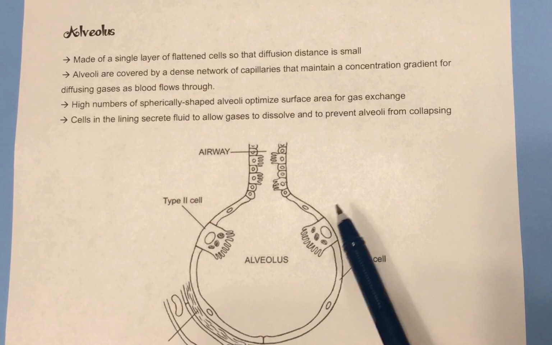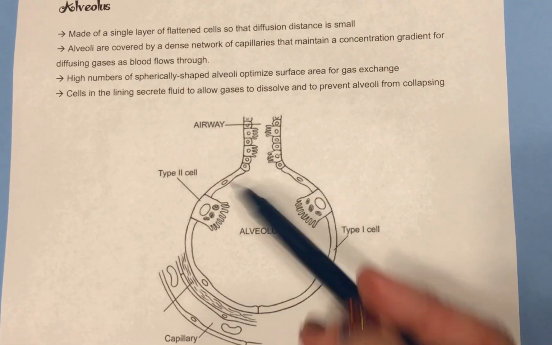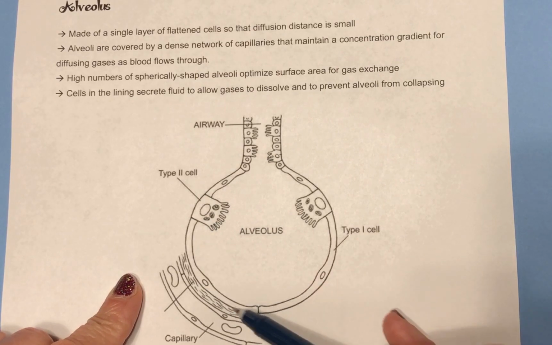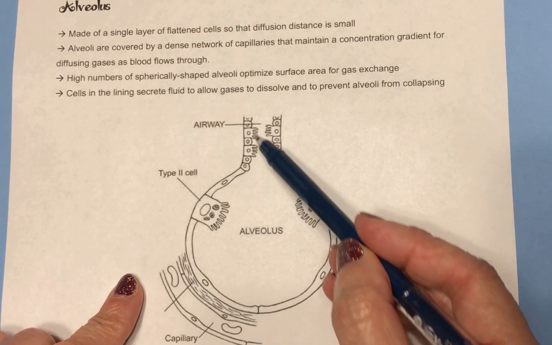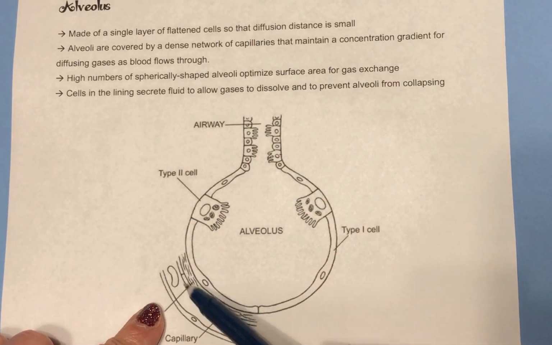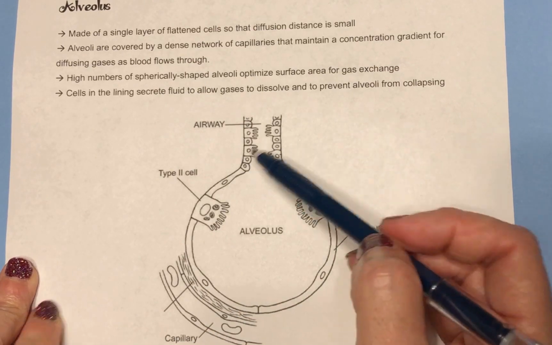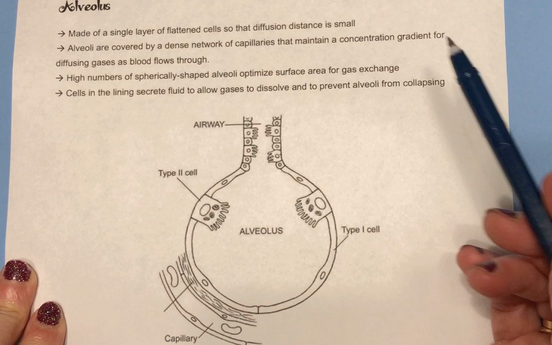So basically, this is what's happening. We have our air sac, our alveoli. It's 1 cell thick, as you can see, and then running right next to it is our 1 cell thick capillary. So the oxygen and the carbon dioxide can jump in and out super fast because there's hardly any distance whatsoever.